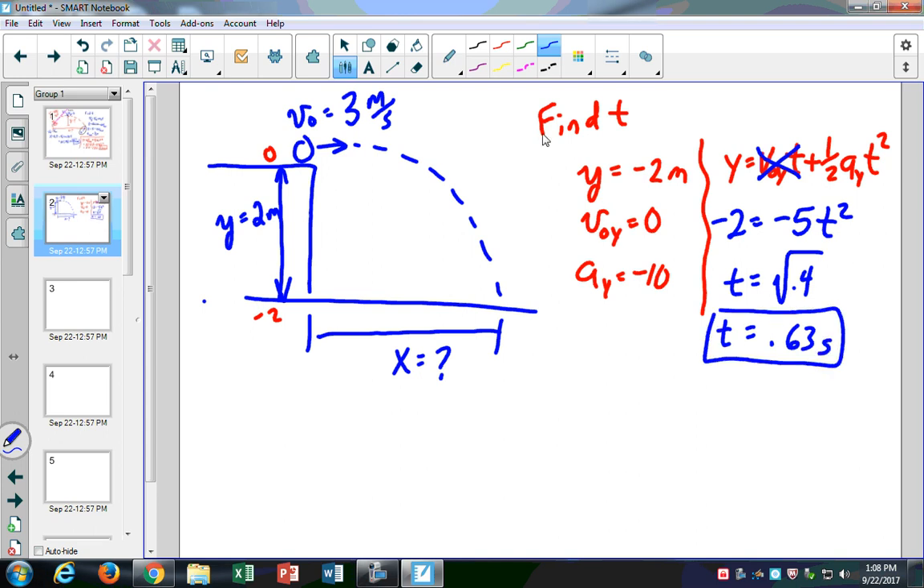So that's the time that it takes to go from here down to here. That's also the time that it would just take to drop. It takes the same amount of time, right, if I go from here to here as if I go from here down to here. Yeah.